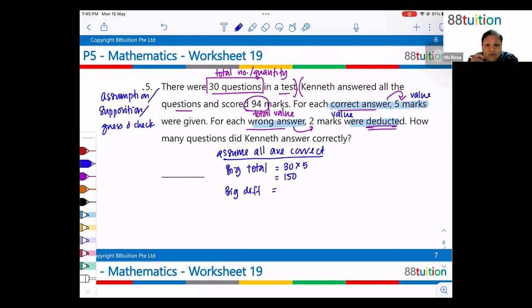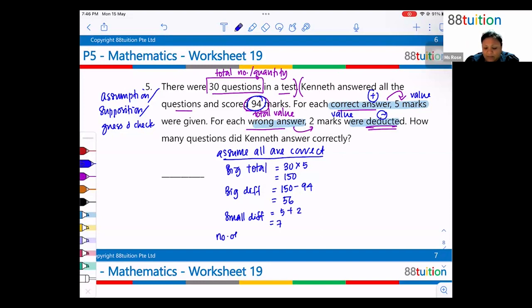That means what is the big total difference? So from here, what he received is actually 94. So the change from 150 to 94 would be equals to 56. So that's the big difference. Then you find the small difference. What's the small difference? Now, because this is a plus and this is a minus, you need to add. So usually if both are plus, then you have to subtract the small difference. But in this case, you have to add, which is 5 plus 2 to give me 7.